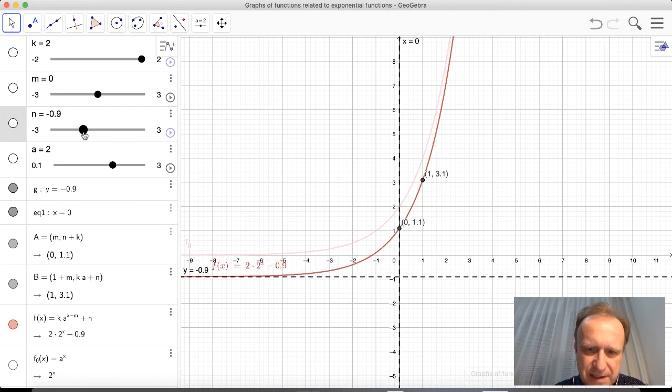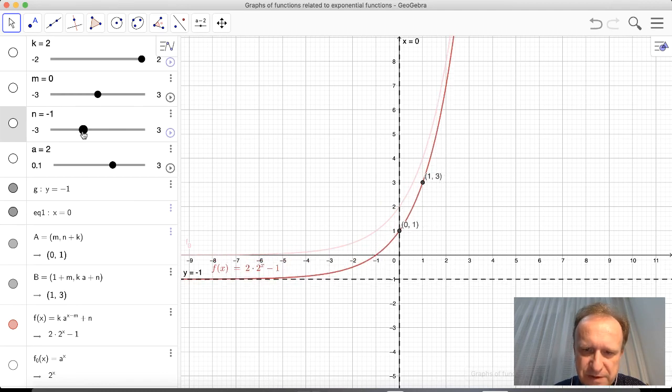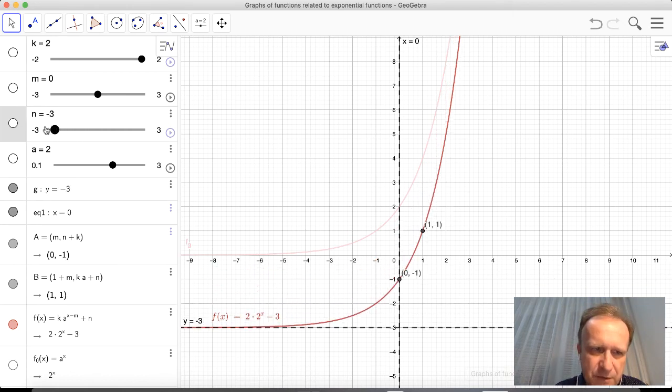When n is negative, the function is moved downwards from its original position. So this point here had its original position here at 0, 2, now it's 0, 1. So the vertical coordinate has been decreased by 1. This point had its original position here, it was 1, 4, now it's just 1, 3. So the vertical coordinate is 1 less. Okay, so you see the effect of n.